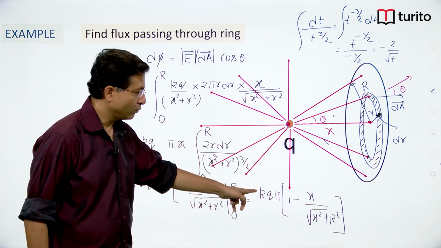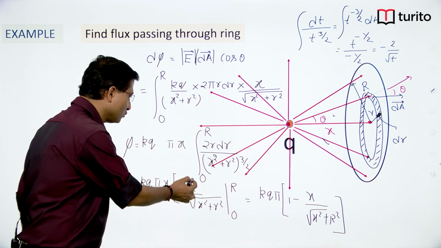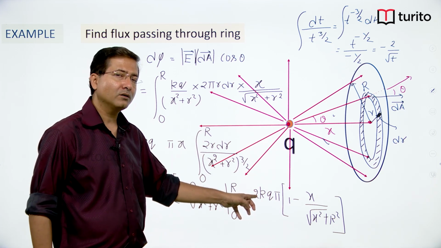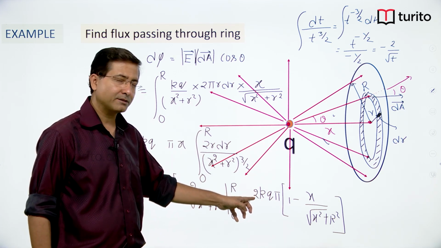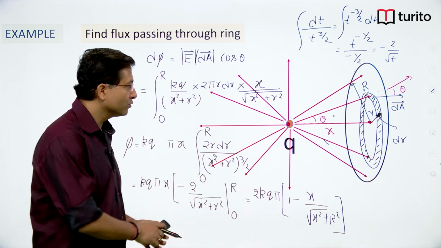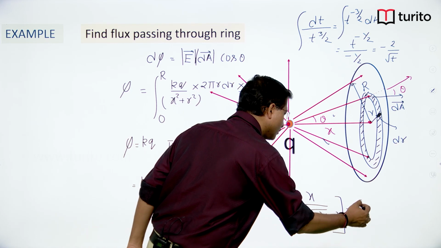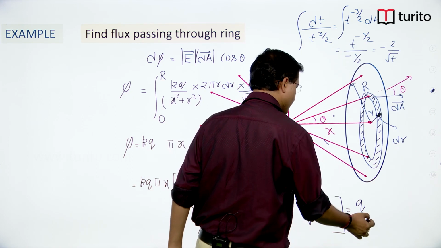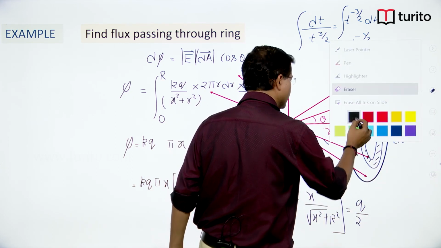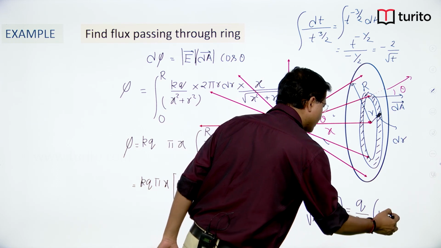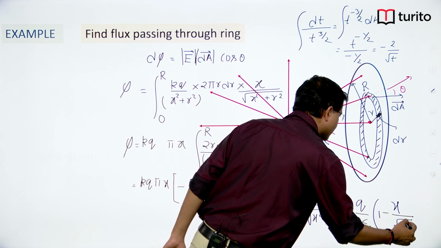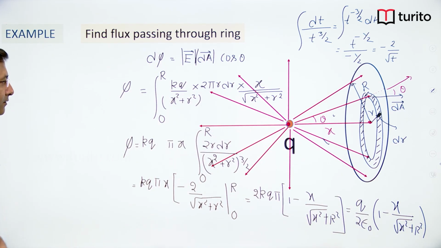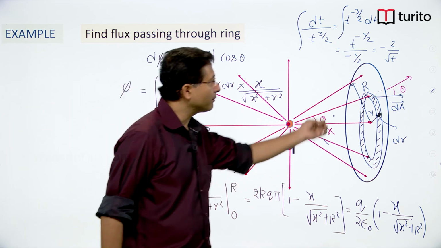K, and the integration, this extra 2 that I wrote here. Now, k I can write as 1 upon 4 pi epsilon naught, pi and 2 will get cancelled out. So, you are left with q divided by 2 epsilon naught in bracket 1 minus x divided by under root x square plus r square. So, this is the flux associated with the area bounded by the ring.